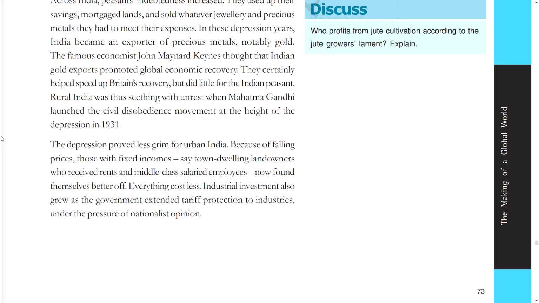The depression proved less grim for urban India because of falling prices. Those with fixed incomes, say town-dwelling landowners who received rents and middle-class salaried employees, now found themselves better off. Everything cost less. Industrial investment also grew as the government extended tariff protections to industries under the pressure of nationalist opinion.